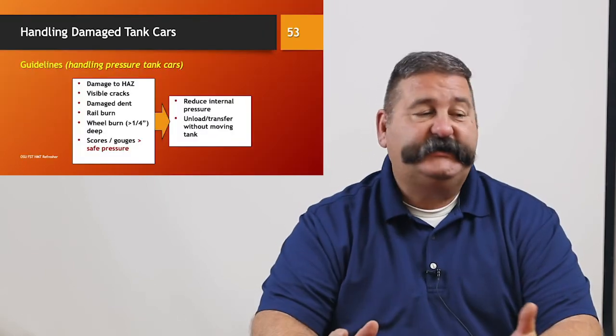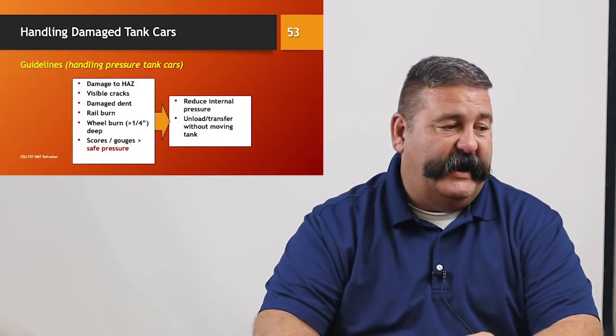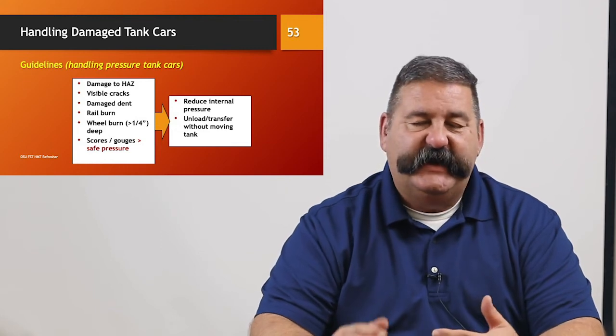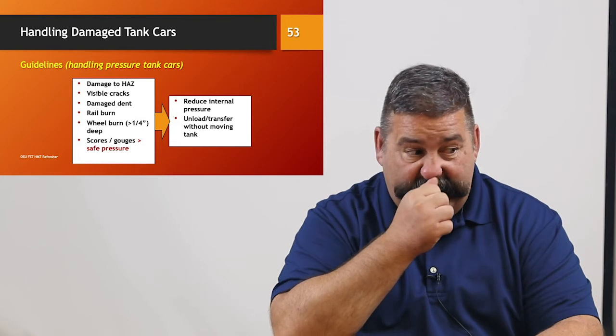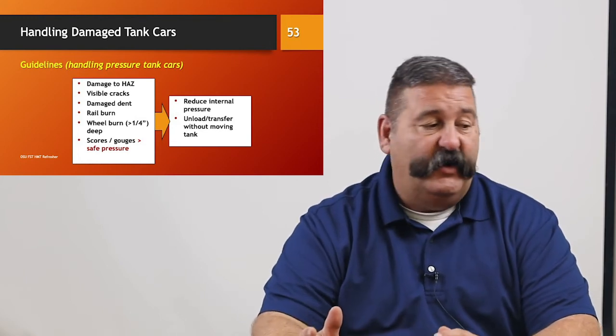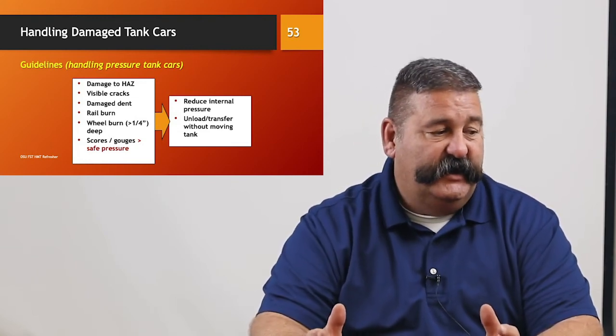So if you have a pressure rail car, how are we going to handle that? You've got several things that are going to take place with that rail car. You're going to have damage to the hazmat itself. Maybe you look at the rail car and it's got visible cracks, or there's some type of dent that's damaged it. It's got a lot of rail burn, a wheel burn more than a quarter inch deep. You see scores and gouges.